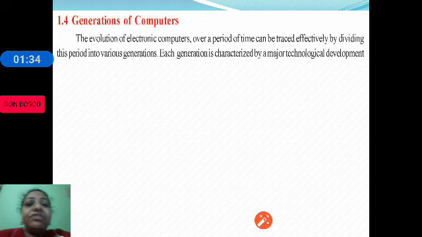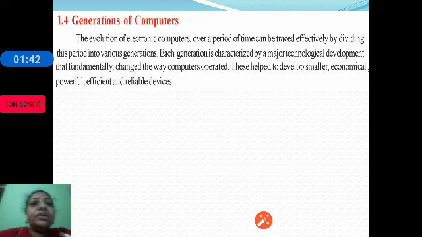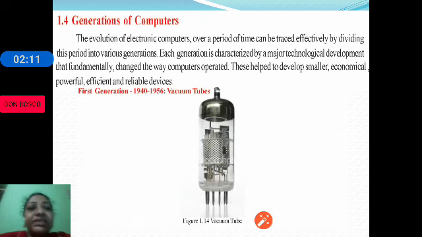With continuation to the evolution of computers, today we will be starting with generations of computers. The evolution of electronic computers, over a period of time, can be traced effectively by dividing it into various generations. Each generation is categorized by major technological developments they fundamentally used in that particular computer. These help to develop small, economical, powerful and reliable devices.